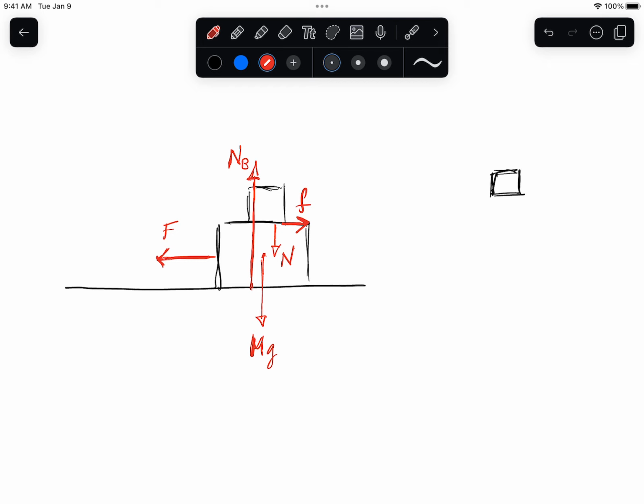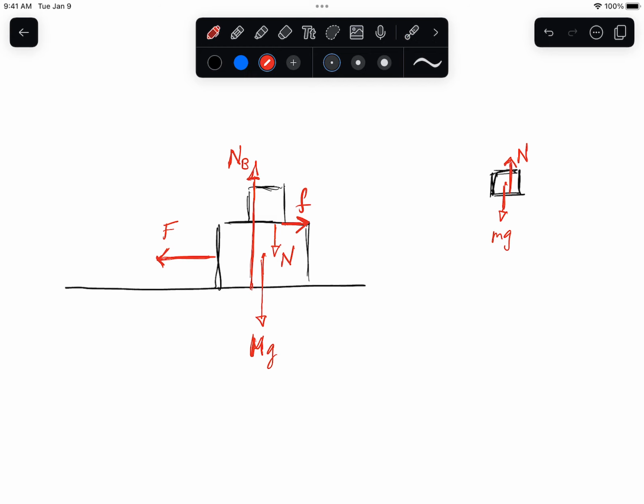Now for the top box, we have a weight here, which is mg. This is little mg. And we also have the corresponding normal force, right? And notice this normal force and this normal force are equal and opposite, right? So they have the same length. So my arrows here have the same length.